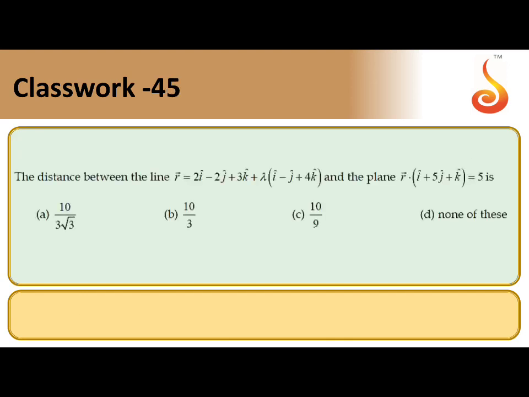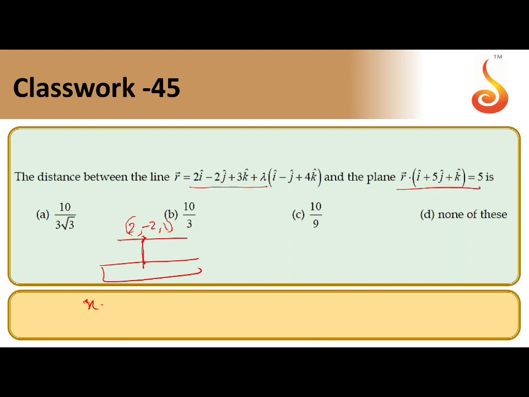Next, the distance between the line and the plane. So this is a line. The line passes through what point? 2, minus 1, 1. And the plane is this one. So you want to find this length, the perpendicular distance, and calculate. The point is 2, minus 1, 1, and write the plane equation in Cartesian form. Cartesian form means x plus 5y plus z minus 5 equal to 0. This is the Cartesian form of the plane equation.